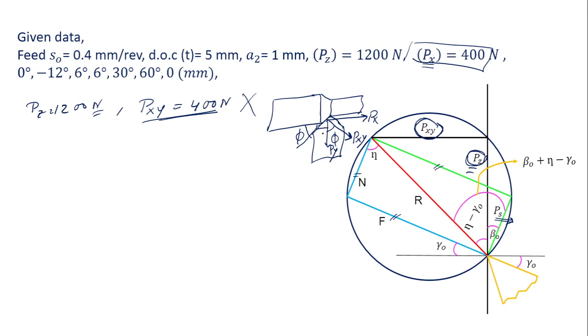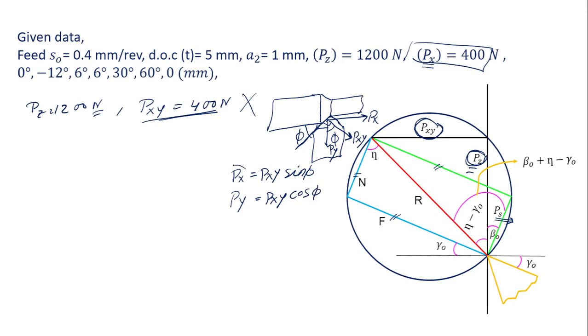And again, this angle Pxy and this edge of the cutting tool are 90 degrees to each other, so this angle is actually phi. So we can write that Px is equal to Pxy sine phi and Pz is equal to Pxy cos phi. Correct or not? If these two things are correct, then how can you say Pxy is given?